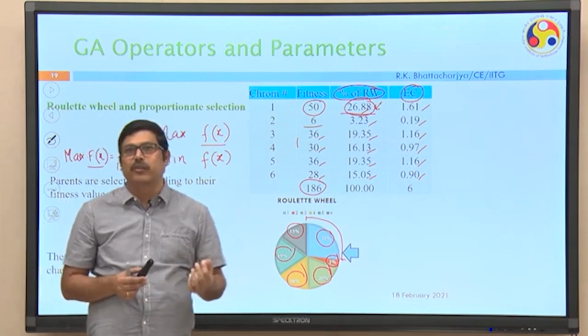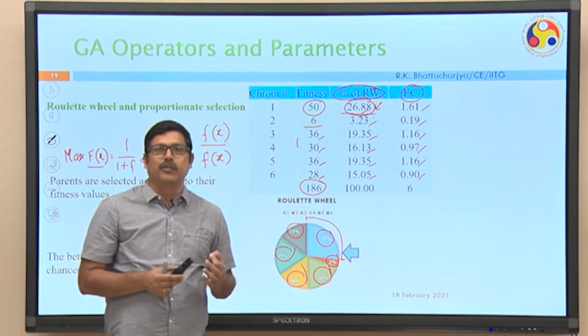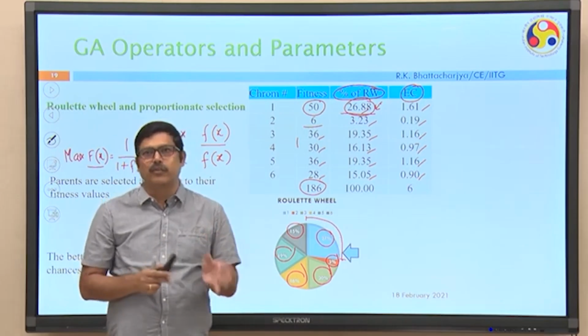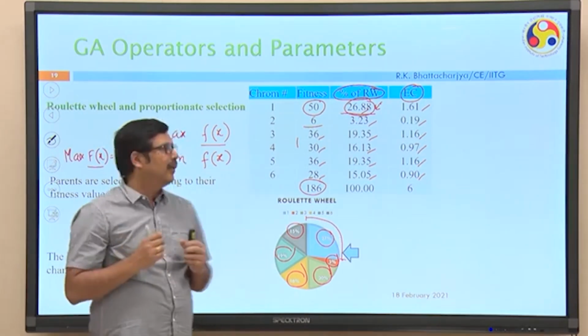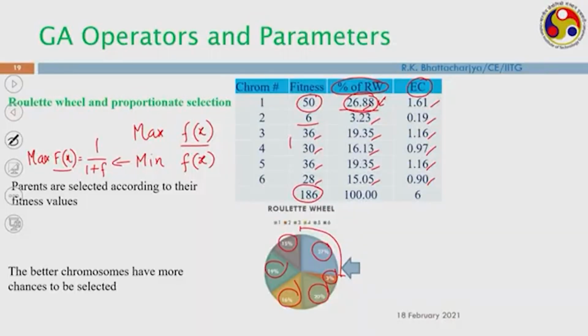Either I have to select the solution, or I will not select the solution, either it is 0 or 1. You are selecting the solution or you are not selecting the solution. Therefore, the actual count will be an integer value. So, it is 1.61, I have rounded up and I am getting 2, and this is 0.19, it will not be selected, 0. 0.97, it will be 1, 1.16, okay, you will get 1, and 0.90 you will get 1.